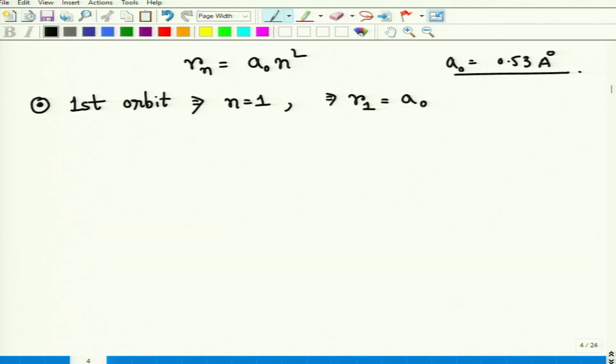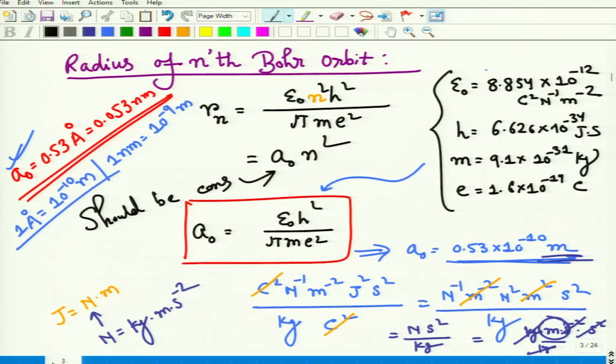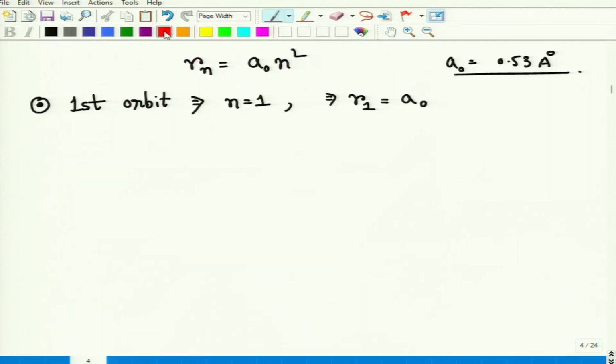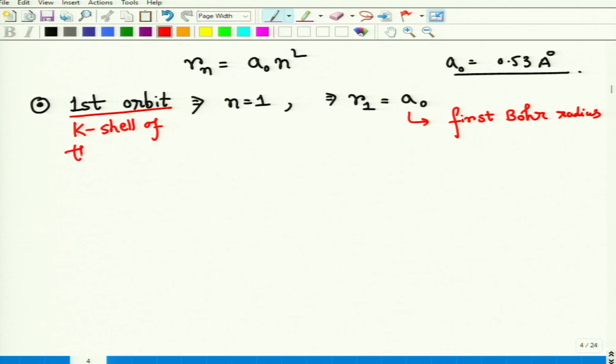So a naught, we have evaluated the value and the form of a naught. This a naught is actually called the first Bohr orbit radius or first Bohr radius. So this is the radius of the first Bohr orbit. Okay, this first orbit is also called K shell of the atom. Okay, so the radius of K shell is a naught or the Bohr radius. Okay, so this is very important.